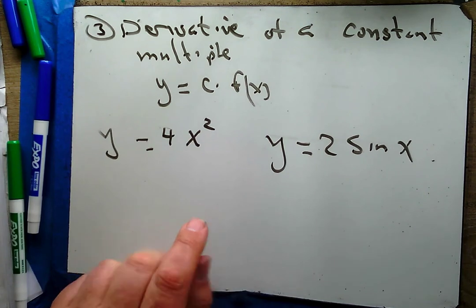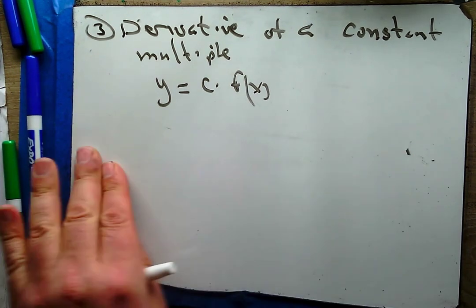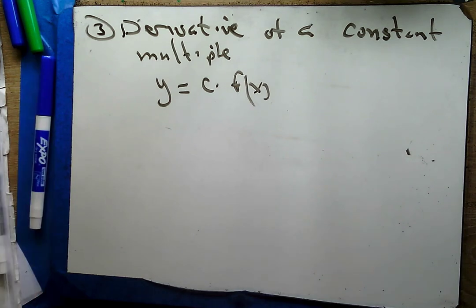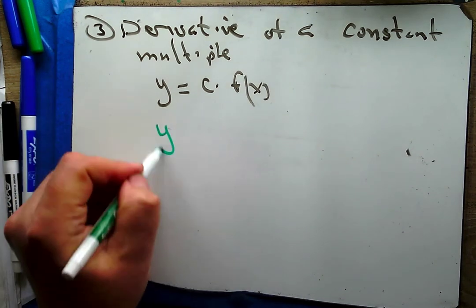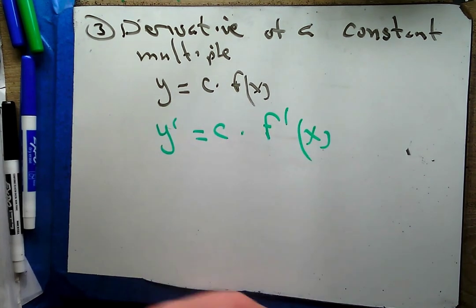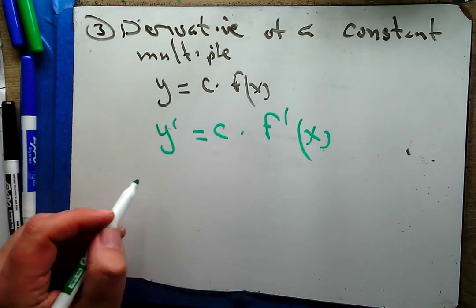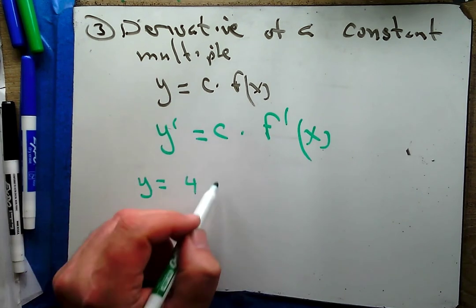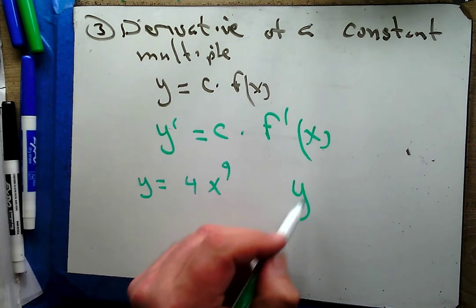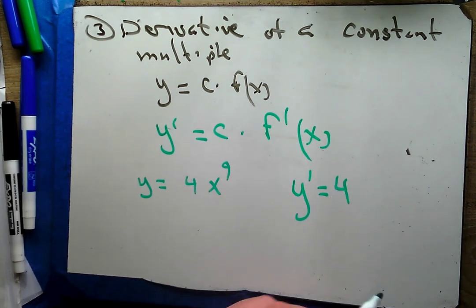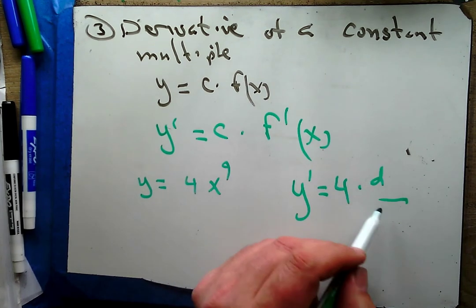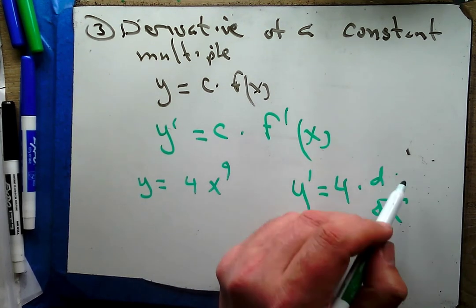Okay? So when we have a constant multiple, it's very, very easy for us. We say that y prime is going to be the constant times the derivative of the function. So when I see y equals 4x to the ninth, I know that y prime is going to be that 4 times the derivative with respect to x of x to the ninth.